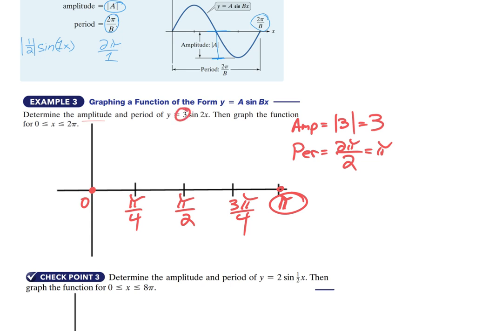Now, there's no reflection, so I know that it's going to be going up and down. My amplitude is 3, so I'm going to be going up to +3, down to -3. I'm going to put those values here, and then I connect it with a smooth curve.